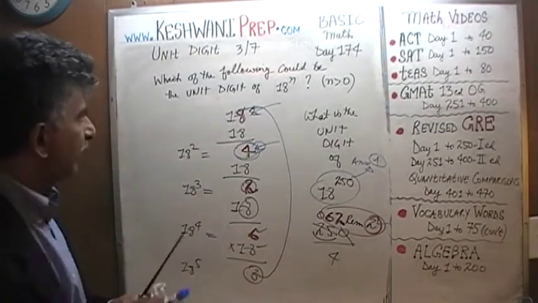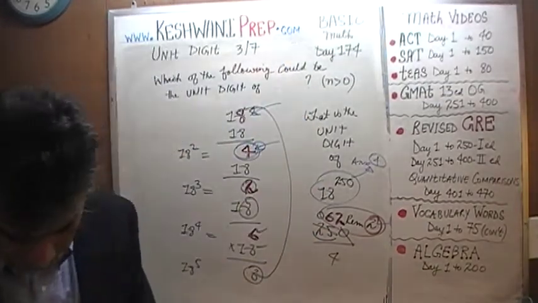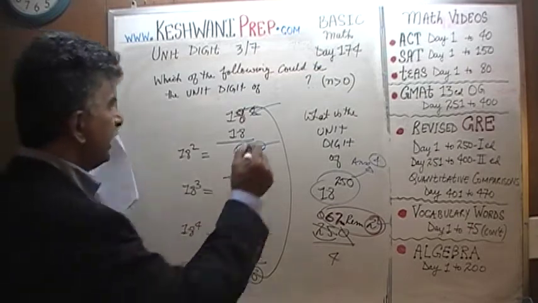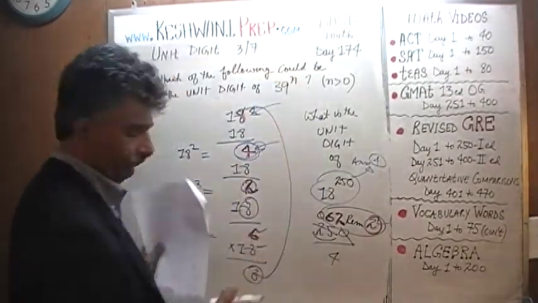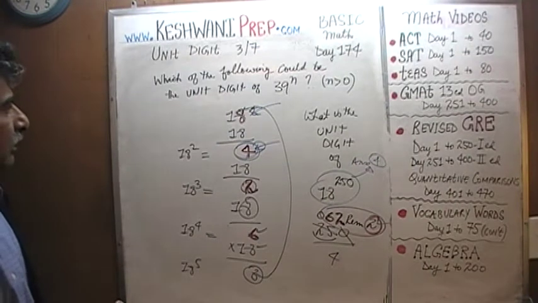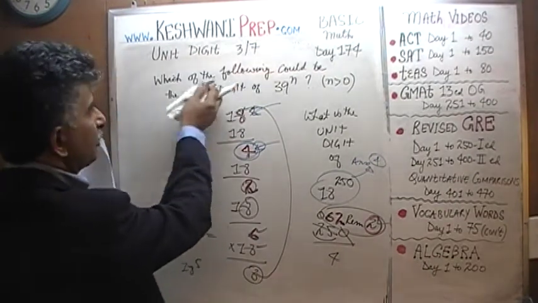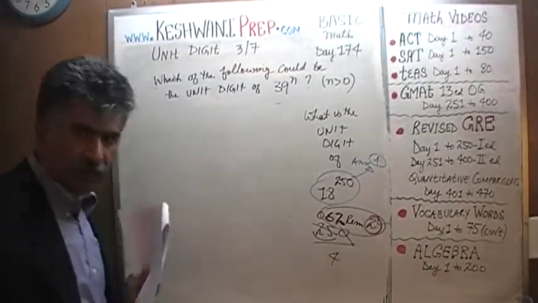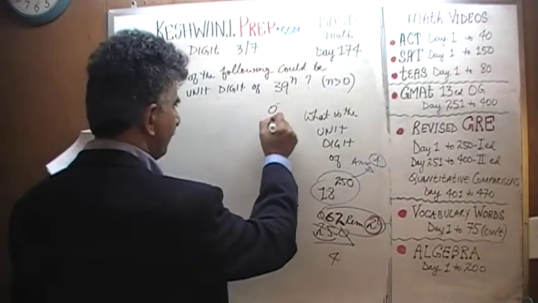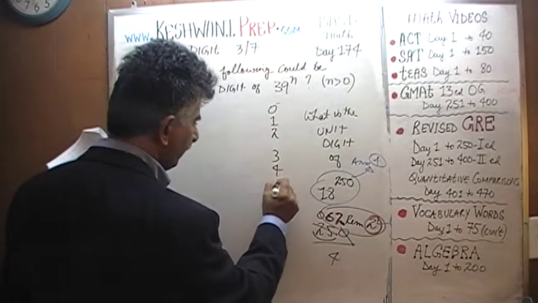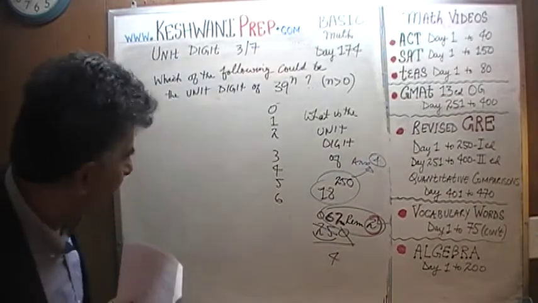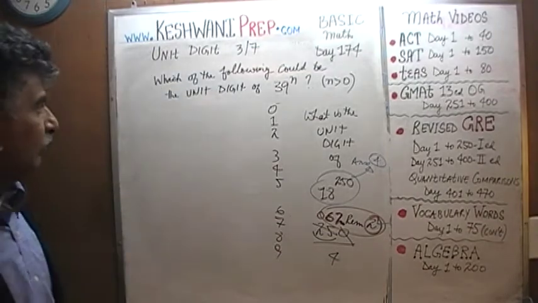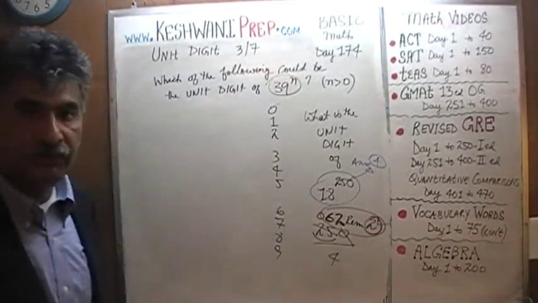So we did the 8. Let's do finally 9. I'm taking too long here. Let's do the very last one so that we can say that we covered all the digits. How about 39? 39 raised to n. Which of the following could be the unit digit of 39 raised to n? The answer choices are the same as before: 0, 1, 2, 3, 4, 5, 6, 7, 8, and 9. Those are the 10 answer choices.